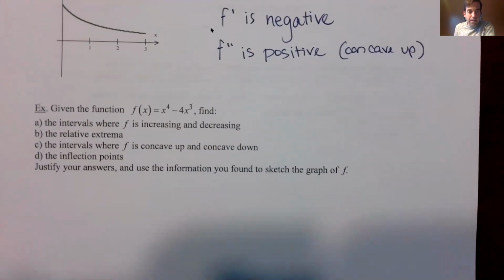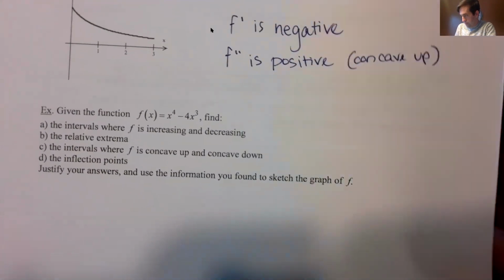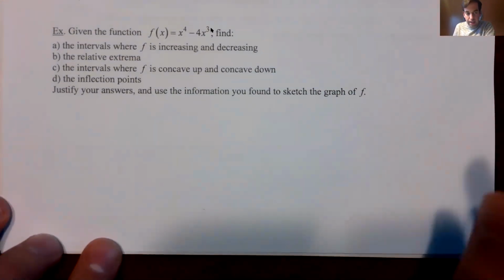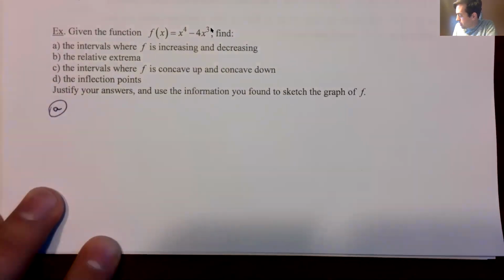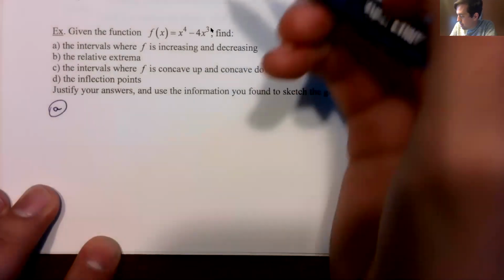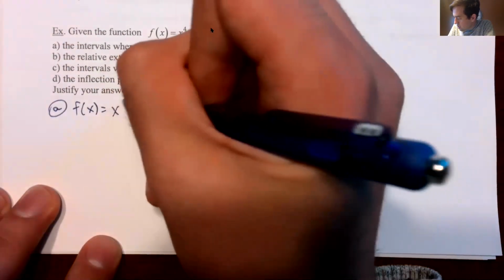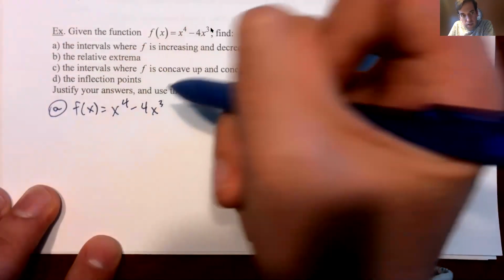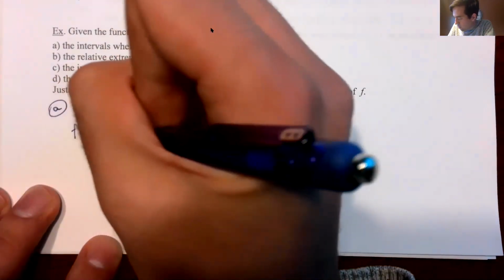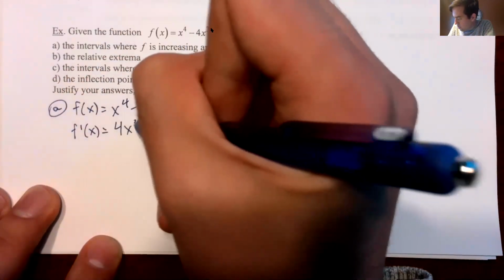Given the function f of x equals x to the fourth minus 4x cubed. Okay, we have quite a few things to find here, so let's try this. We'll start with A. The intervals where f is increasing and decreasing. So that's going to be back from our critical points. So we're going to have our function, which is x to the fourth minus 4x cubed. And we take the first derivative, which will get 4x cubed minus 12x squared, set it equal to 0.